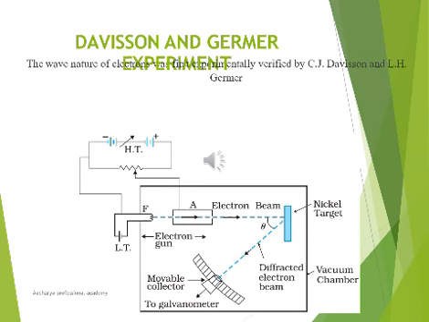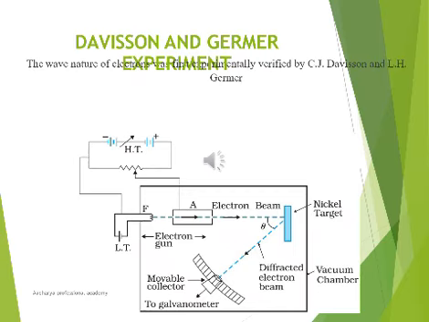Rotatable detector. Here the rotatable detector detects the intensity of the scattered electrons and can be rotated to measure the intensity at different angles. Vacuum chamber: it contains the electron gun, crystal and the detector. It prevents electrons from colliding with the air molecules.